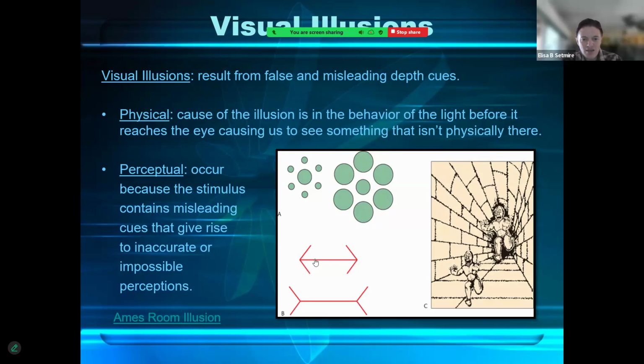That can sometimes happen. Versus perceptual illusions, which are when we have misleading cues that give rise to inaccurate or impossible perceptions. So for example, this line and this line are the exact same length, but this one looks quite a bit longer because it's pointed outward. Or this circle right here and this circle here are the same size, but the context around them tends to distort it. A really famous example of this is the Ames room illusion, which I talked a little bit more about in the textbook.